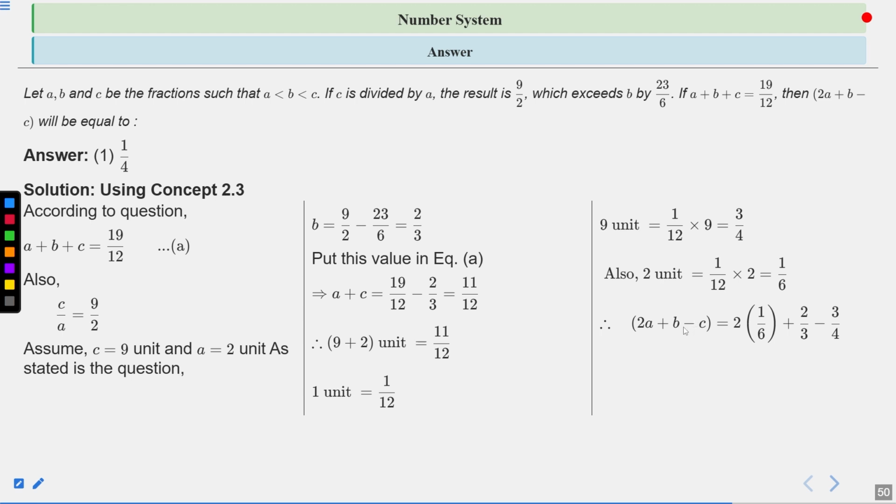So 2a plus b minus c becomes 2 into 1 by 6 plus 2 by 3 minus 3 by 4. When we simplify it, we get 1 by 3 plus 2 by 3 minus 3 by 4, which equals 1 by 4. So the first option is the correct answer of this question. 1 by 4 is the correct option. Next one.